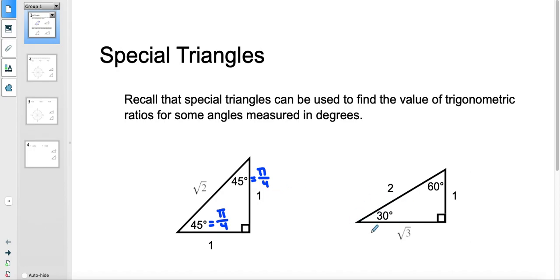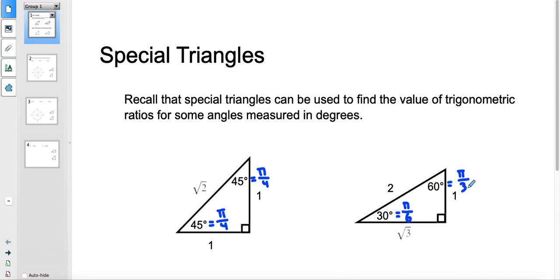Okay, on the right here, 30 degrees. 30 degrees is 1/6 of 180 degrees. And since pi radians is 180 degrees, that means 30 degrees is going to be pi over 6 radians. And 60 degrees, that's 1/3 of 180 degrees. So 60 degrees is the same thing as pi over 3 radians.